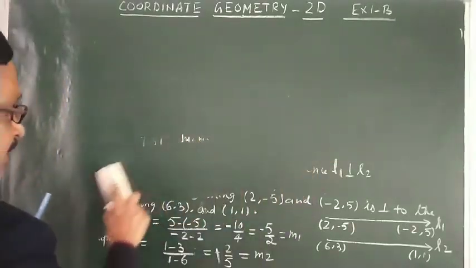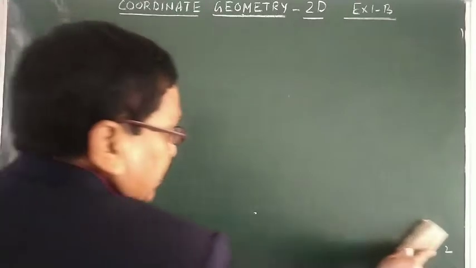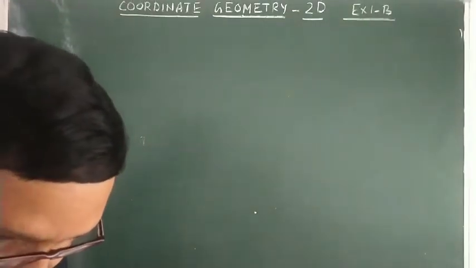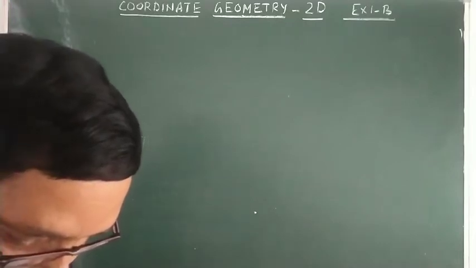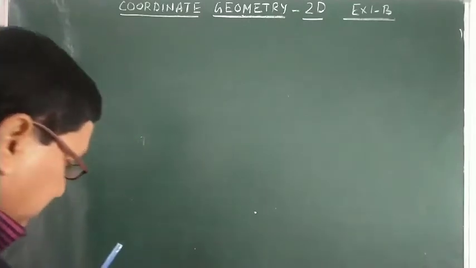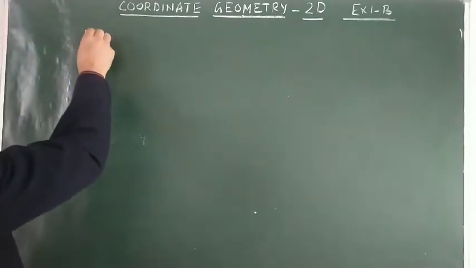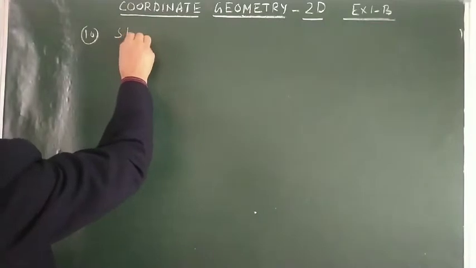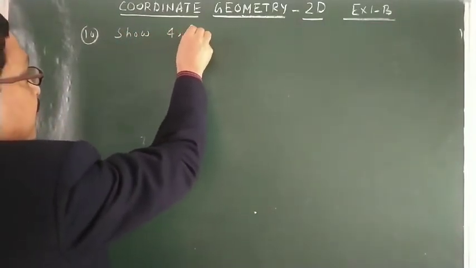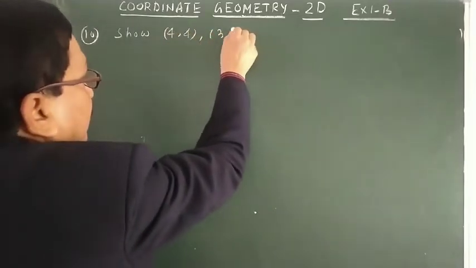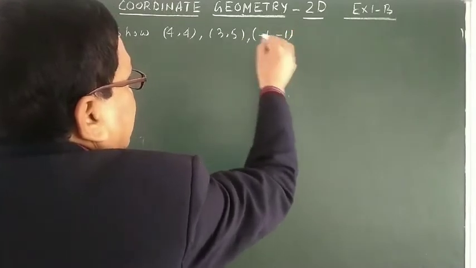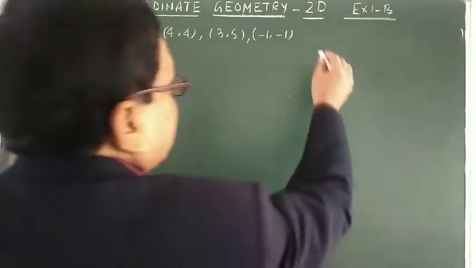Now moving towards another question. Let me select another question. This is the 10th question. 4, 4; 3, 5; and minus 1, minus 1 are vertices of a right triangle.